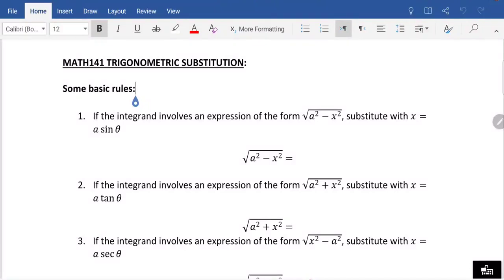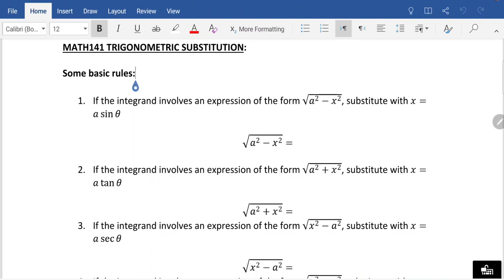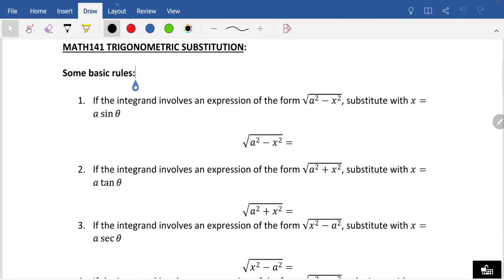Welcome. In today's video, we'll look at a few rules that govern trigonometric substitution when dealing with integrals. The first rule that we'll look at is when the integrand involves an expression of the form square root of a squared minus x squared. And what the rule tells us is that when we have that case, we can use the substitution of x is equal to a sine theta.